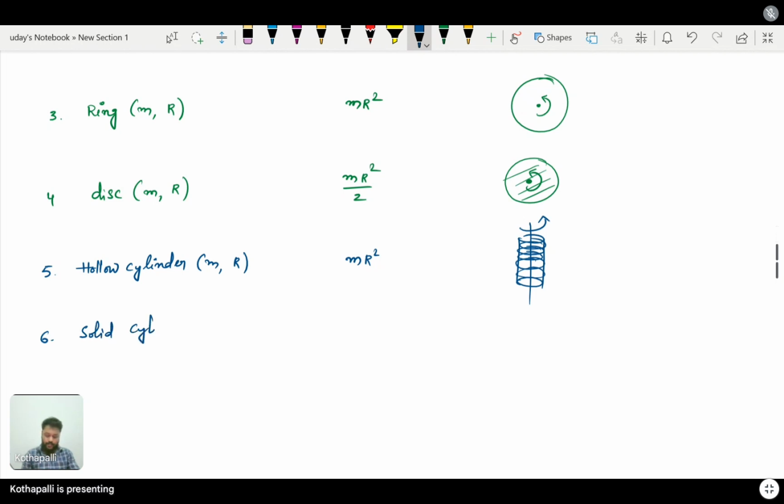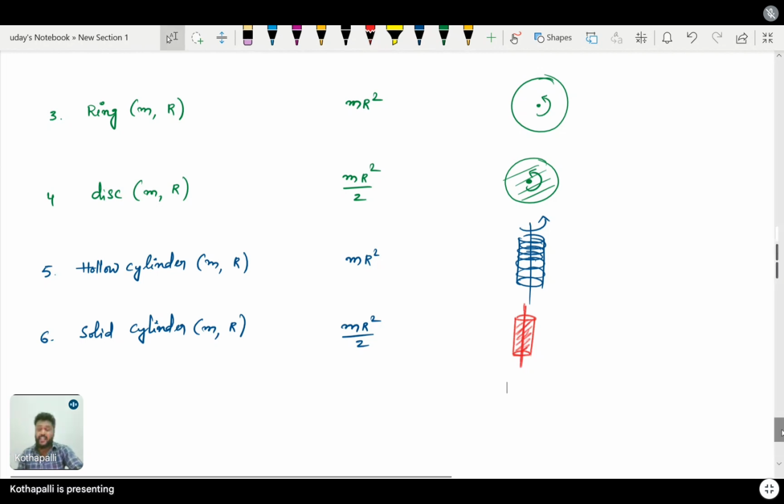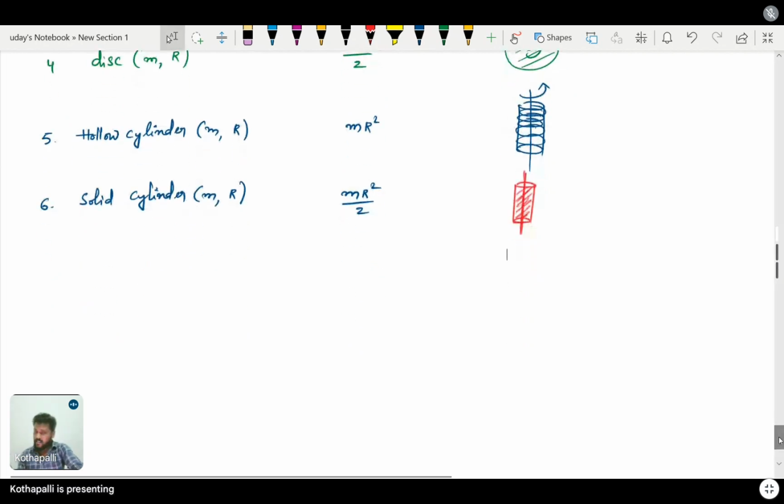solid cylinder of mass m and radius r. Exactly. As you are thinking, it is mr square by 2 only. Because again, the solid cylinder is nothing but the combination of disks only. So one by one disk, if you arrange, again the same story. It will make a cylinder. So it will be mr square by 2.